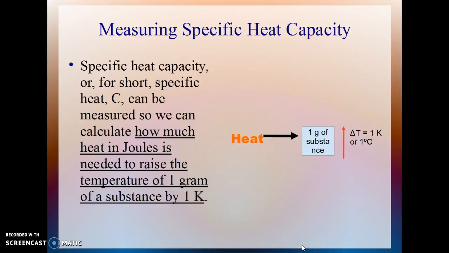We measure the specific heat capacity of substances. Specific heat capacity, which we shorten to specific heat, is indicated by the symbol capital C. It can be measured so that we can calculate exactly how much heat in joules is needed to raise the temperature of 1 gram of a substance by 1 Kelvin, or 1 degree Celsius.